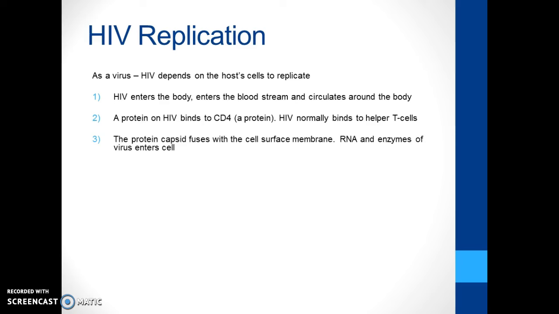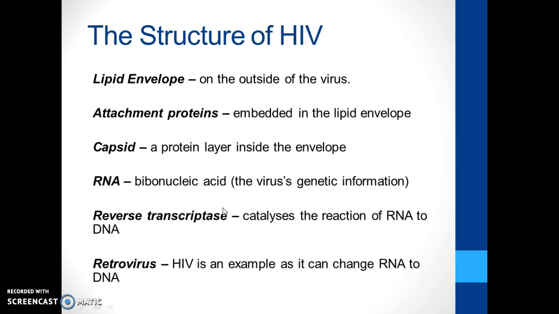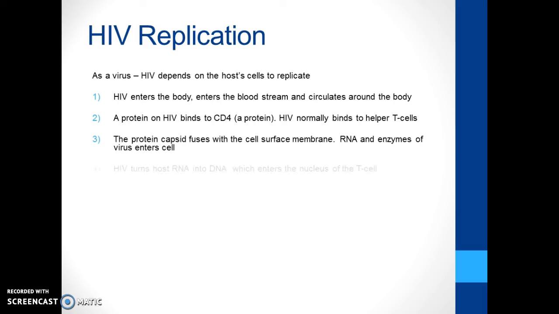Once that happens, the protein capsid fuses with the cell surface membrane. And once that has happened, that opens it up, almost like a vesicle fusing. It's going to fuse and it opens it up. So the RNA and the enzymes of the virus are going to enter the cell. So if we just flick back quickly to the structure, this is the capsid here. And if that then fuses to the cell membrane of the helper T cell, all of the material in here, so all the RNA and all the reverse transcriptase, is going to enter the host cell, the helper T cell.